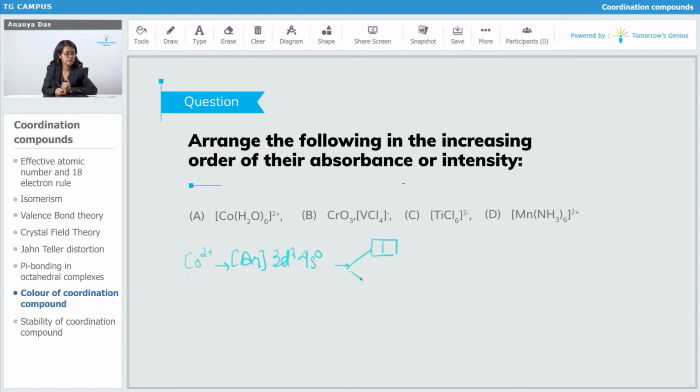So this is Eg, T2g. So 1, 2, 3, 4, 5, 6 and 7. It's going to be a d-d transition, and it's an octahedral complex. In an octahedral complex, d-d transition is Laporte forbidden. So I am not checking the Laporte rule because it is already forbidden for this. This is Laporte forbidden.